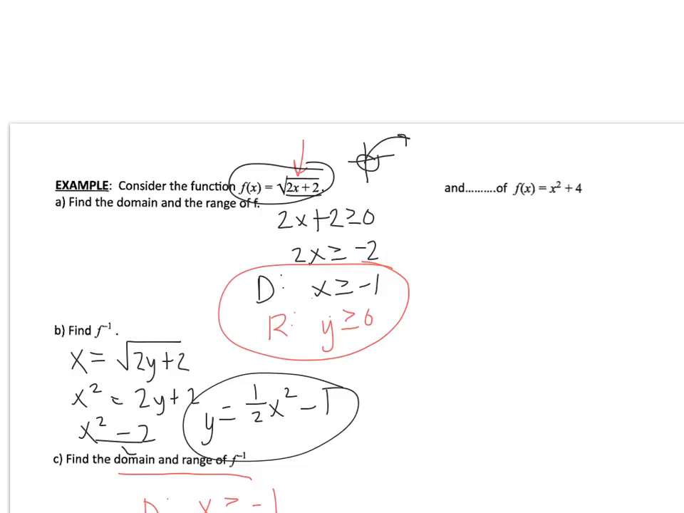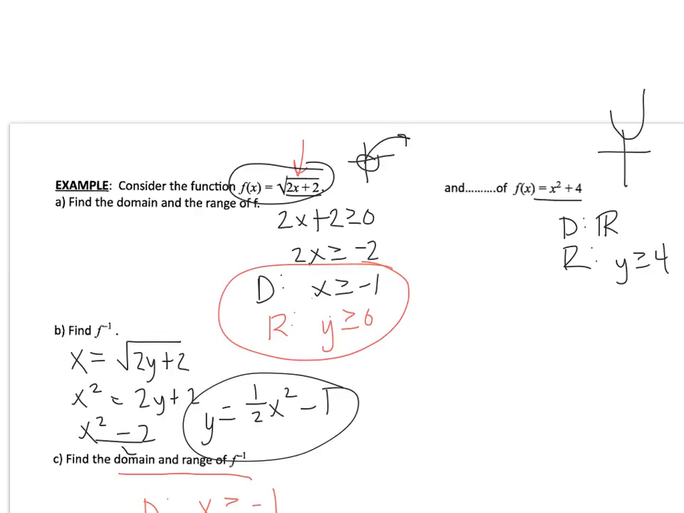Let's do the domain and range of here. So the domain of this parabola is going to be all real numbers. And the range is, this parabola opens up at 4. So the range is y is greater than or equal to 4.